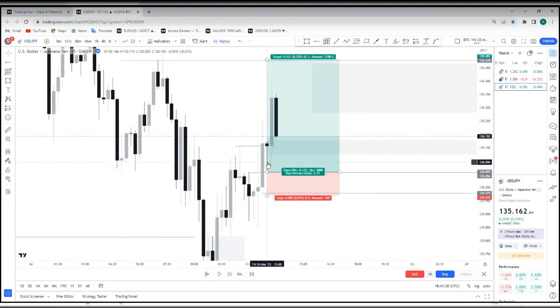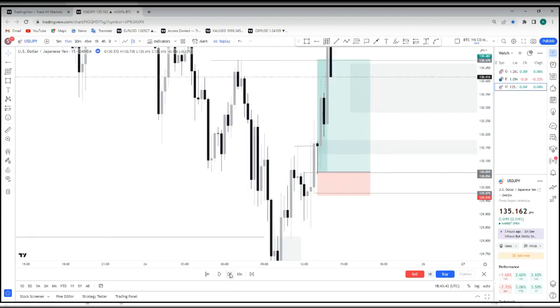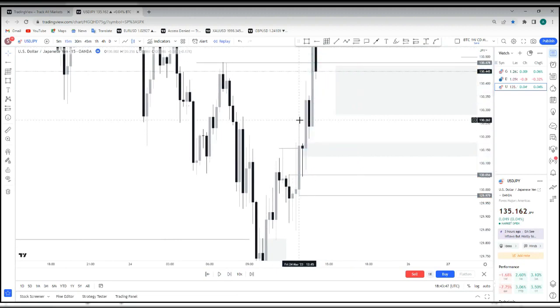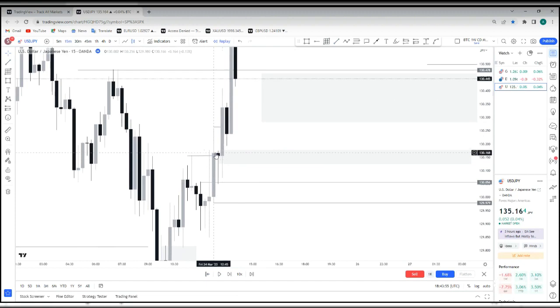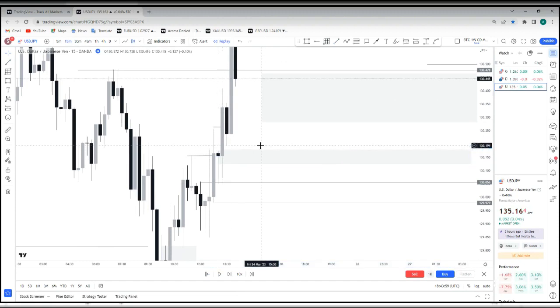Can you see the mitigation instantly? Price mitigated it instantly and moved in your direction. This place also has been mitigated. You have another break of structure. Price came back. Price has not mitigated this, and it's created what? Inducements.